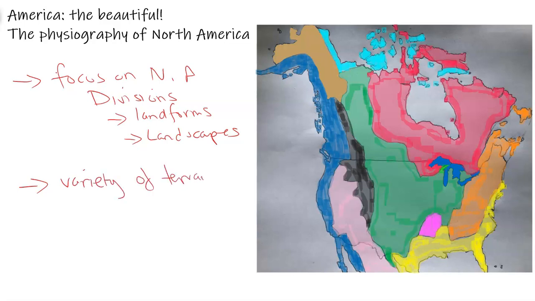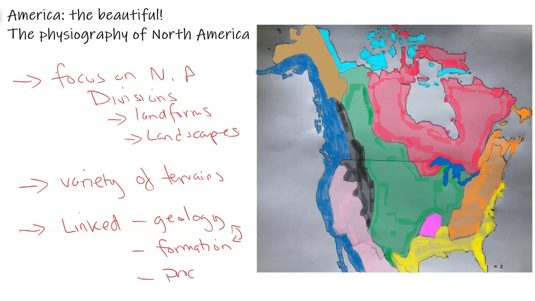of terrains that we encounter in this beautiful continent, and each division can be linked up to its own geology, its formation, which again can be linked to geology, obviously, the processes that are occurring, which we can link up to geomorphology. And we can also link up to geologic time. And we can also link up to the elements that create the climate in those areas.